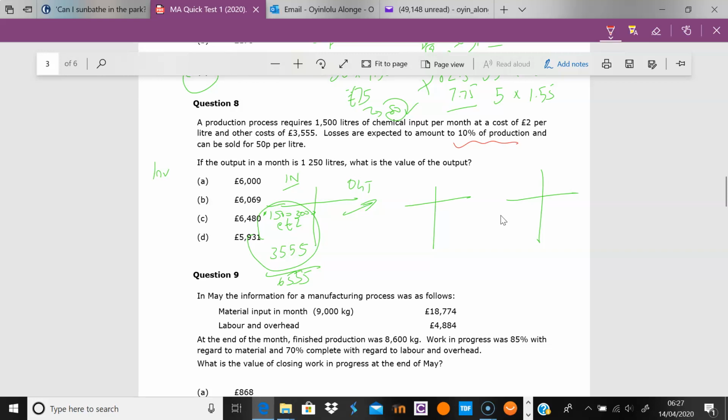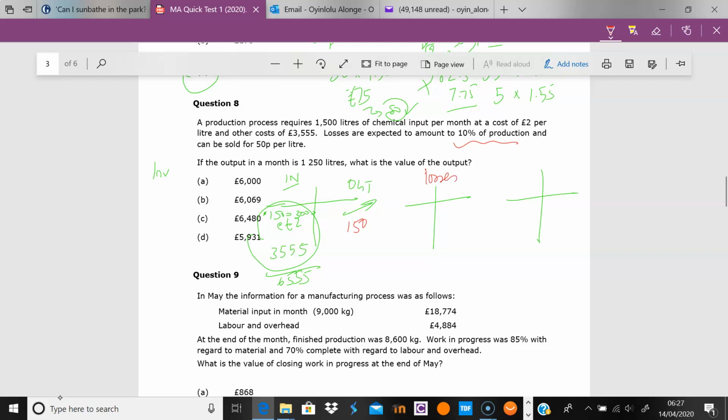We expect to lose 1,500. So 1,500 will come out as loss, but we might be able to trap it. So I'm just going to put it here. Again, think of gases. I might be able to trap it and put it into a sort of area here where I might be able to trap this, and I'm just going to put here sort of losses.